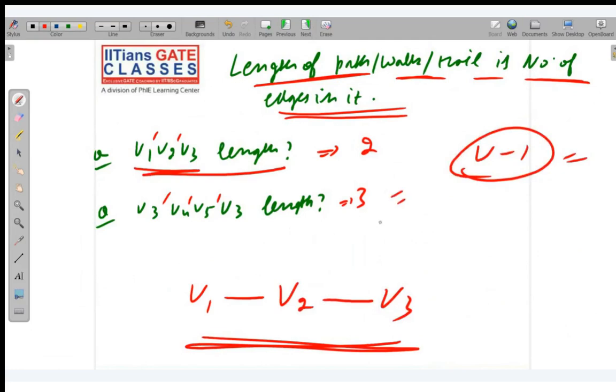Any doubt? Yes, sir. Like when it is open, when it is closed, it is V. If it is closed, no. 4 vertices are there. Still it is 3, na? Yes, sir. V minus 1 is the answer.